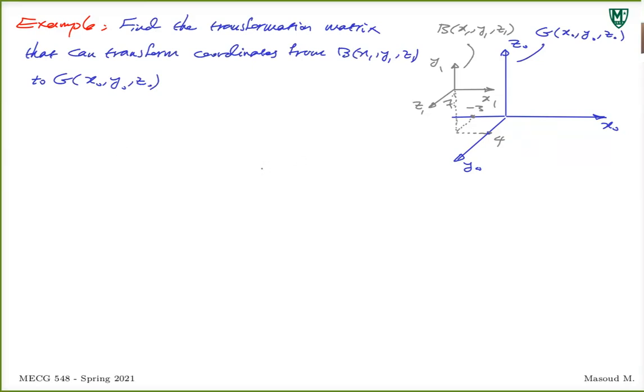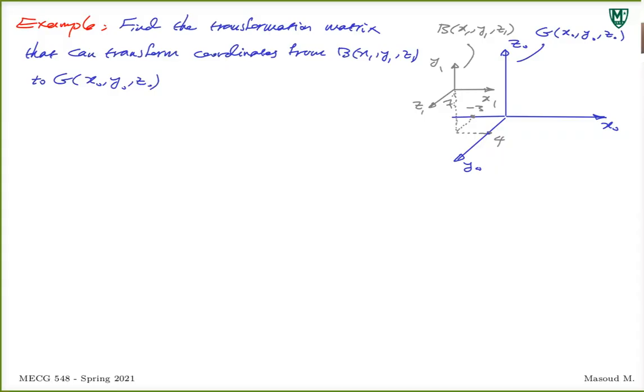All right, so here's what we do. Similar to what I said before, but now keep in mind the steps. Here is G, the global coordinate frame, and B is the local coordinate frame. We want to find a transformation matrix that can transform the coordinates from B. If you know the coordinates of a point in the local coordinate frame or body frame B, you want to know what the coordinates of that point are in the global frame G.